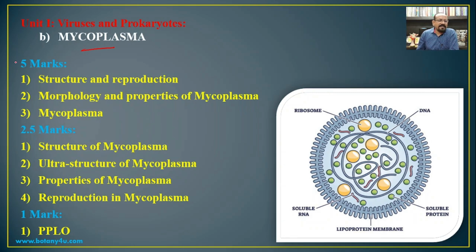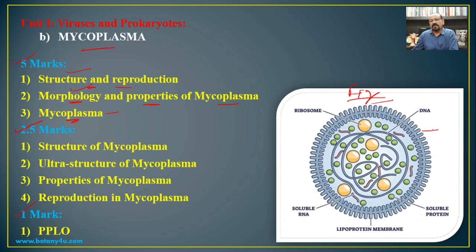There are different types of questions on the mycoplasma: a 5 mark question, a 2.5 mark question and a 1 mark question. A very common question on the mycoplasma for 5 marks, asked in earlier examinations by the university, is structure and reproduction in mycoplasma. The second type of question asked is the morphology and properties of the mycoplasma. Here, in a structure or the morphology question, you are expected to draw this diagram or figure.